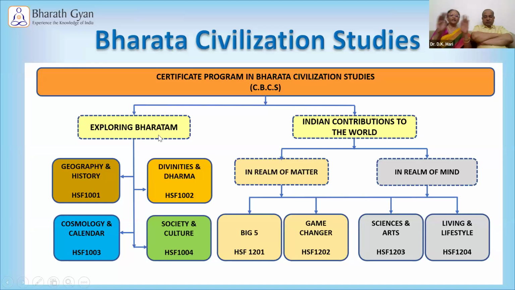And where we look at it as 2 parts. One, where we explore the civilization as such, through geography and history, that we are going to do in this summer quarter. And then through its divinities and dharma, the aspect which is very unique. The understanding of dharma is unique, though the concept of dharma is universal. So this is what we'll be seeing in the following quarter. And then we'll be looking at cosmology and calendar, and then society and culture. So this kind of gives us a good handle about the civilization.